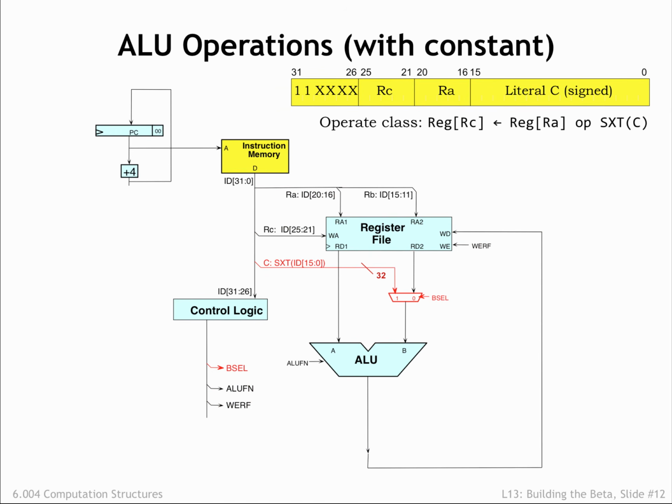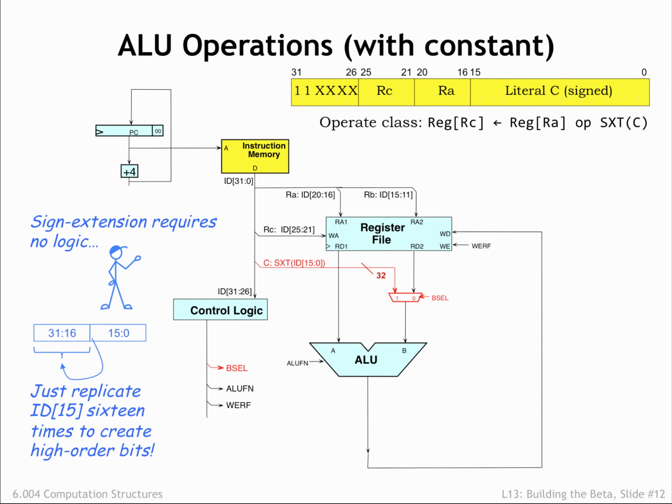The other form of ALU instructions uses a constant as the second ALU operand. The 32-bit operand is formed by sign extending the 16-bit 2's complement constant stored in the literal field, bits 15 to 0, of the instruction. In order to select the sign extended constant as the second operand, we added a mux to the data path. When its BSEL control signal is 0, the output of the register file is selected as the operand. When BSEL is 1, the sign extended constant is selected as the operand. The rest of the data path is the same as before.